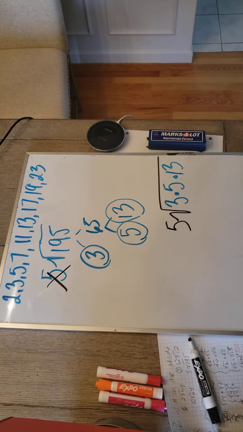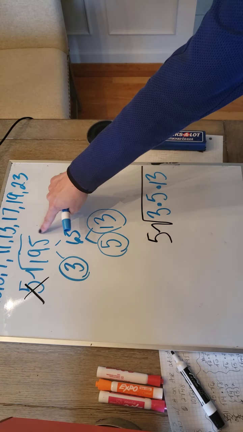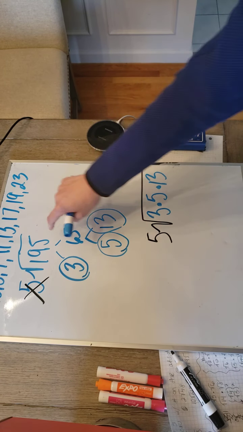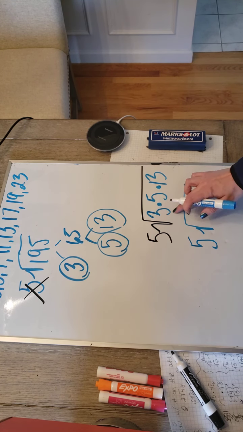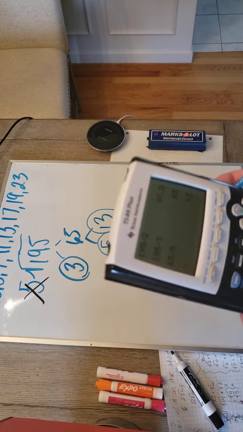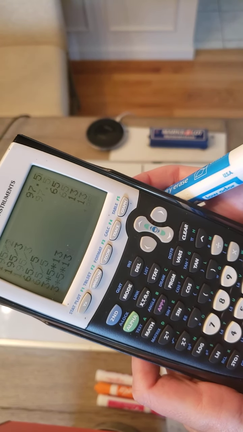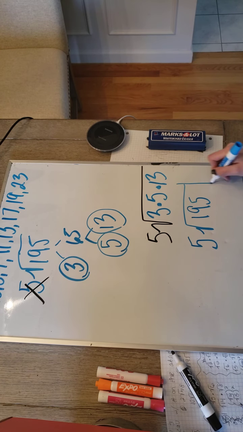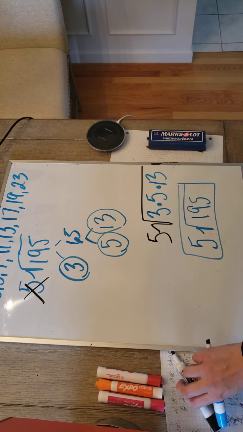Do I have any actual pairs to circle? No, I don't. So that means that I can't simplify this radical. So what happens is you leave the 5 on the outside and you just multiply those back together. So 3 times 5 times 13 is 195. So your answer is just your starting radical.